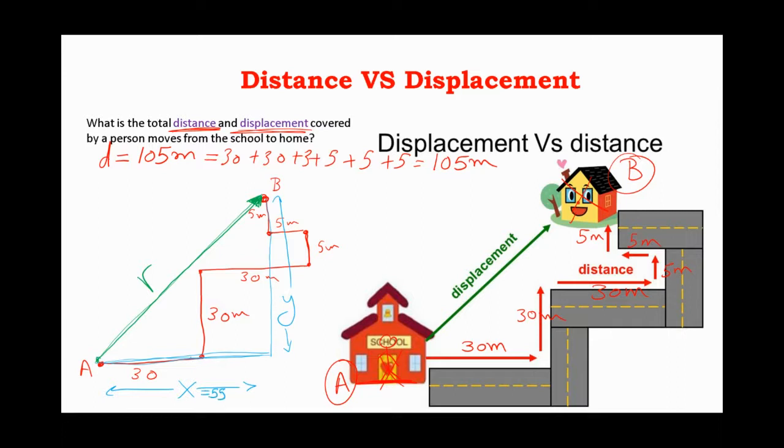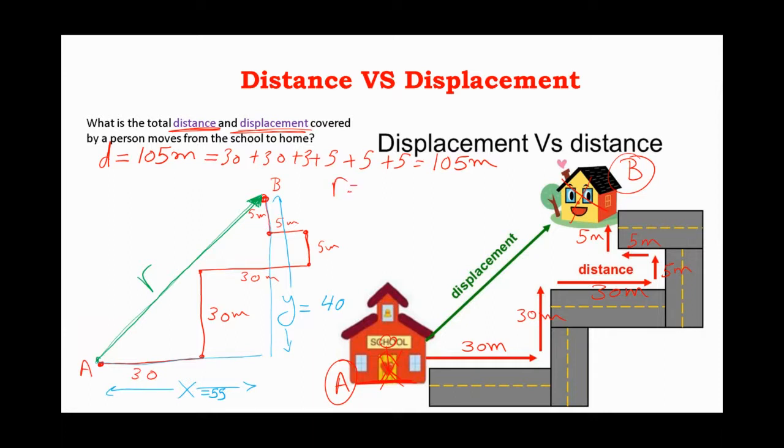We have 30 here. That's 30, and that's 30. But he returned back 5. So 30 plus 30 is 60, but you need to subtract the 5. Minus 5 gives you 55, because he returned back a little bit. Okay? What about the Y? Y equals what? 40. 30 plus 5 plus 5, that's 40. So now I know the X and Y. I can calculate R. Okay?